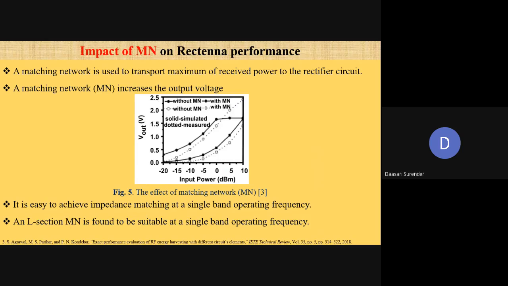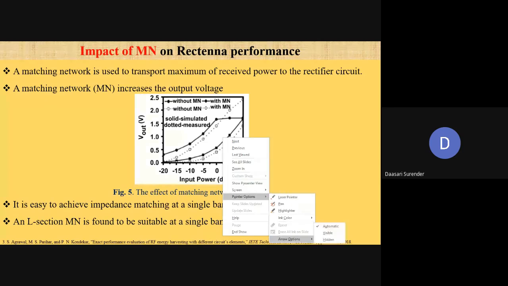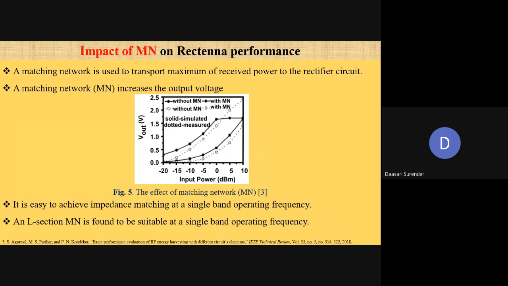Here, the solid line shows without the matching network, and this is with the matching network. By comparison, these are the simulated performance results.